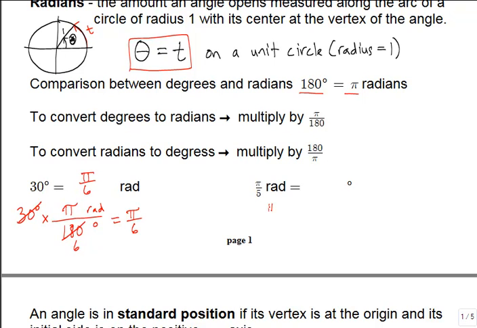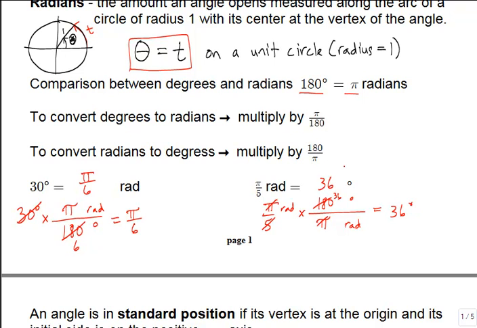Now if we take pi over 5, that's already in radians, so to convert it to degrees, this time I'd want to put the radians unit on the bottom and put the degrees unit on the top. So I want to put the pi on the bottom and the 180 on the top, and this time the pi's will cancel out, and 5 divides into 180 36 times. So we would be left with 36 degrees.